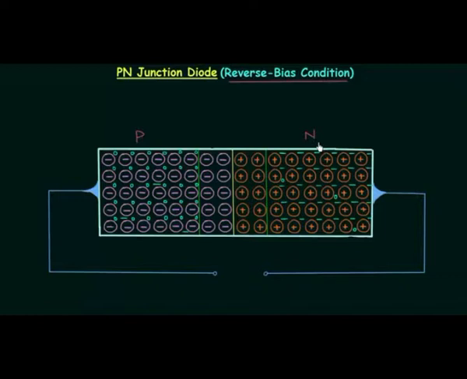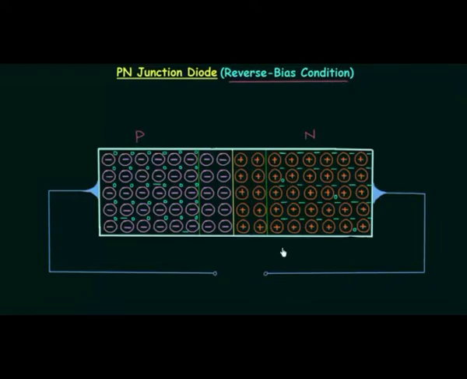If you remember the last presentation, forward bias condition, P side was connected to the positive terminal and N side was connected to the negative terminal. So in case of reverse bias condition, we are just doing the opposite of what we have done under the forward bias condition.